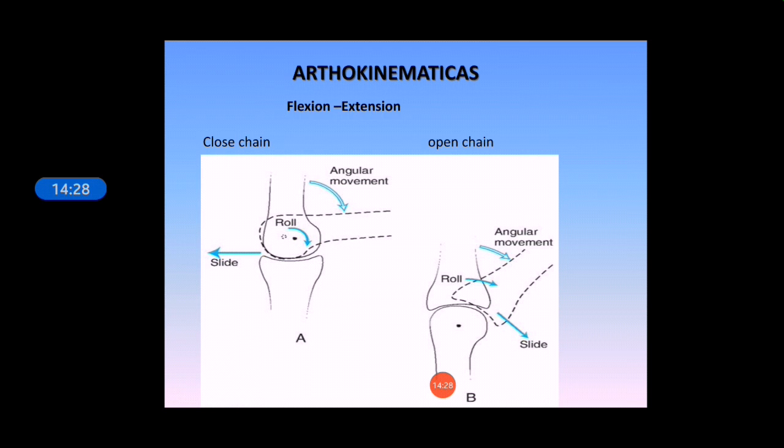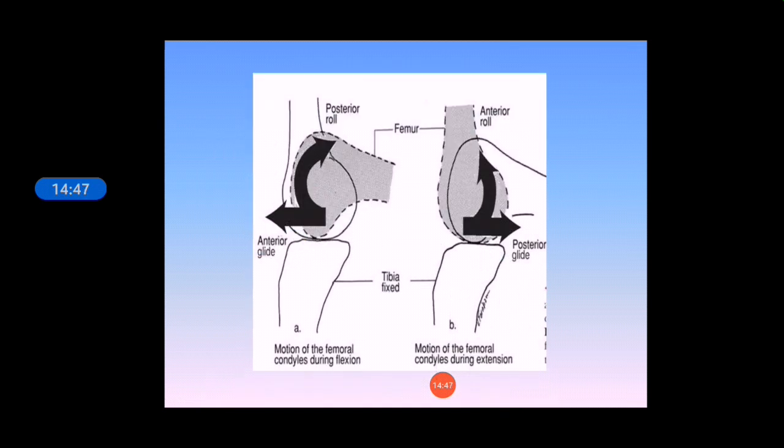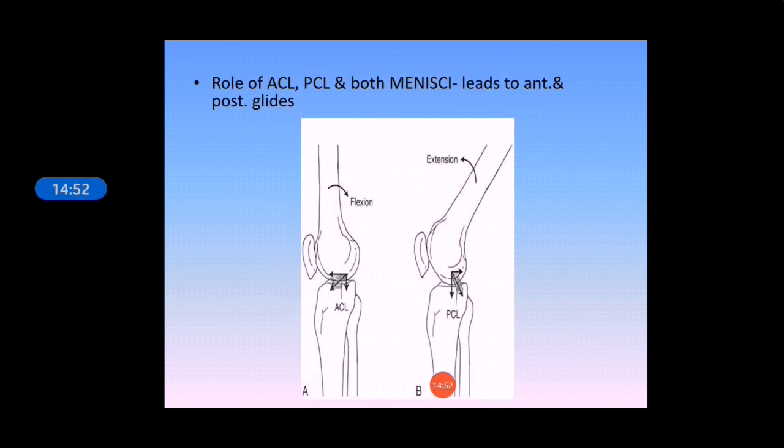Now, if we talk about the fixed femur, when the tibia is flexing on a fixed femur, the tibia both rolls and glides posteriorly on the relatively fixed femoral condyles. Extension of the tibia on a fixed femur incorporates an anterior roll and glide of the tibial plateau on the fixed femur. Here you can see the motion of the femoral condyle during flexion and extension. Now we also need to know that the cruciate ligaments and the menisci play a very important role. The arthrokinematics associated with tibiofemoral flexion and extension are somewhat dictated by the presence of the cruciate ligaments.